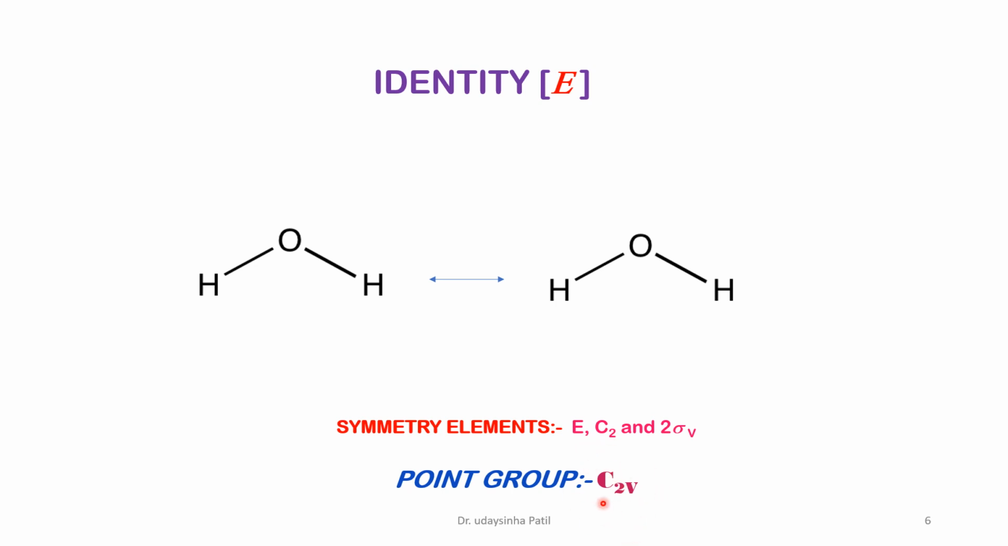There is a C2 axis of rotation present, two vertical planes present, and identity E present, so the point group is called C2V. Therefore, the point group itself expresses the symmetry elements, and all these are the symmetry operations we have done to explain this C2V point group.